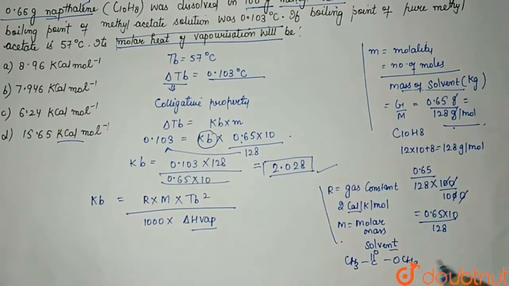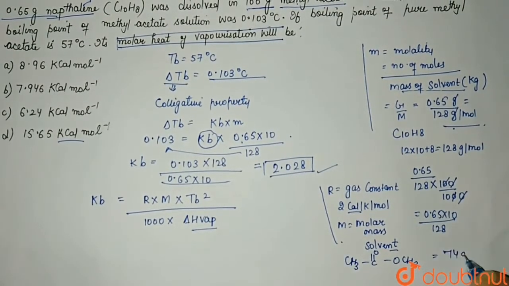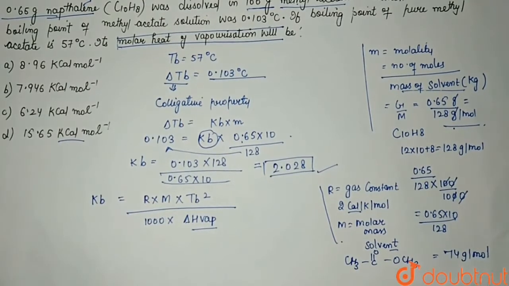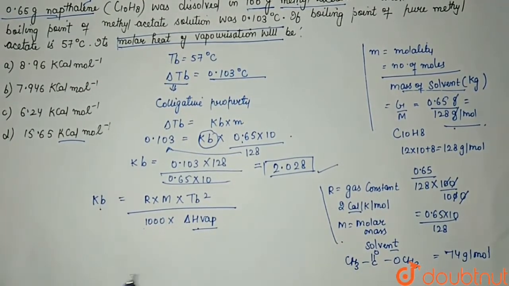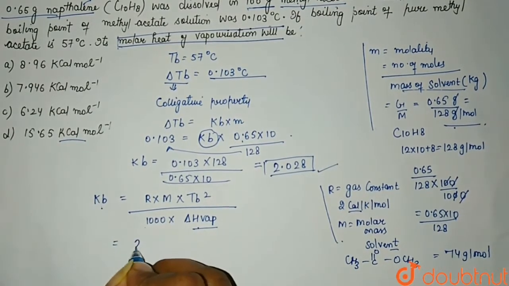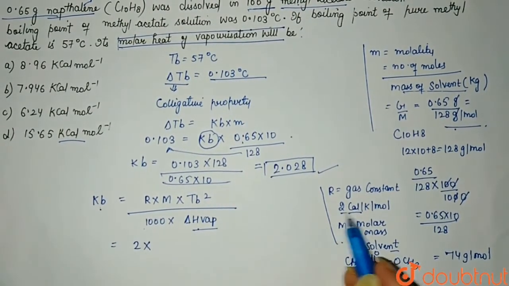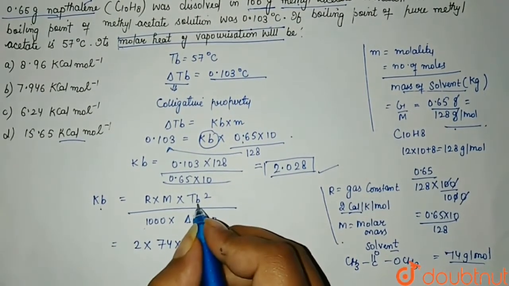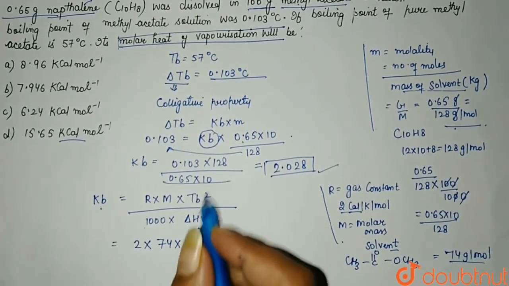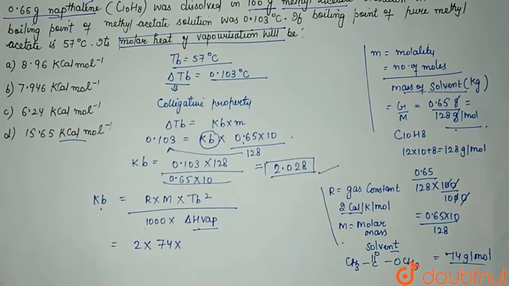If you calculate its mass, it comes out to be 74 gram per mole. And delta H we need to find. Kb we have already found from here. So let's put our information. Here the molar mass is 74. Your TB is given in the question, it is 57 degrees Celsius.